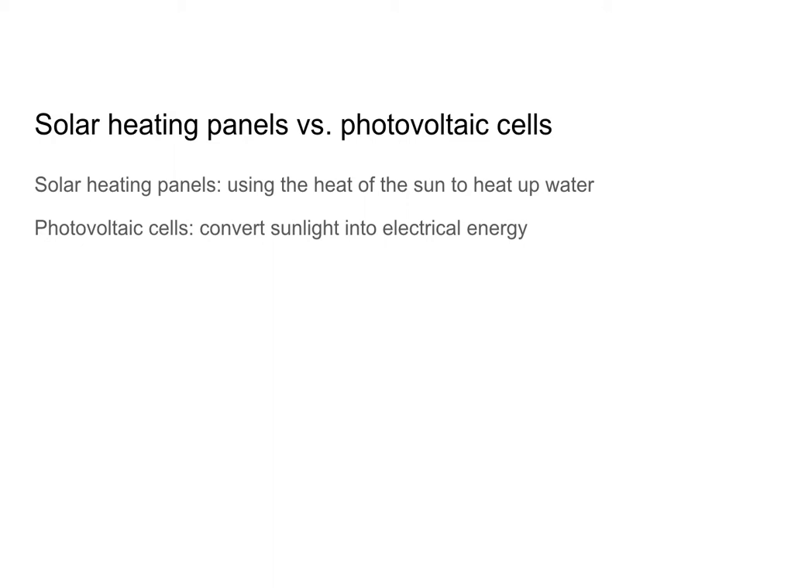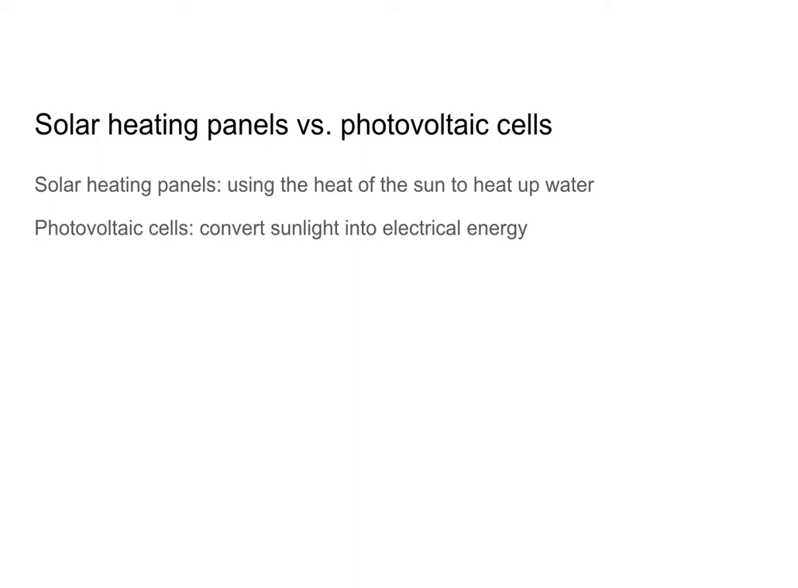The first is something called a solar heating panel, which uses the heat of the sun directly to heat up water. So this is something that you might use to replace a traditional water heater in your house. So if you need hot water for a shower or for washing dishes, or for washing your hands, you could use a solar heating panel rather than a traditional water boiler to keep that water heated up.